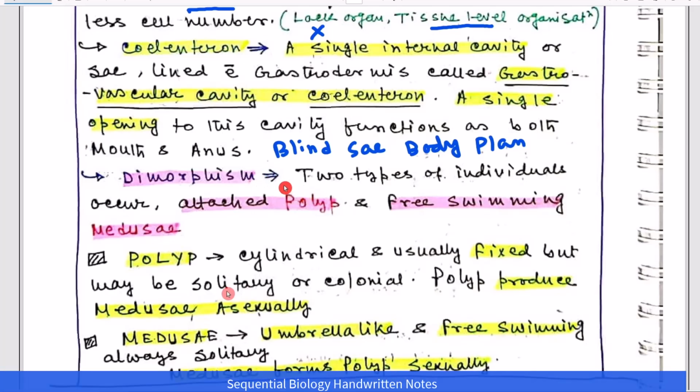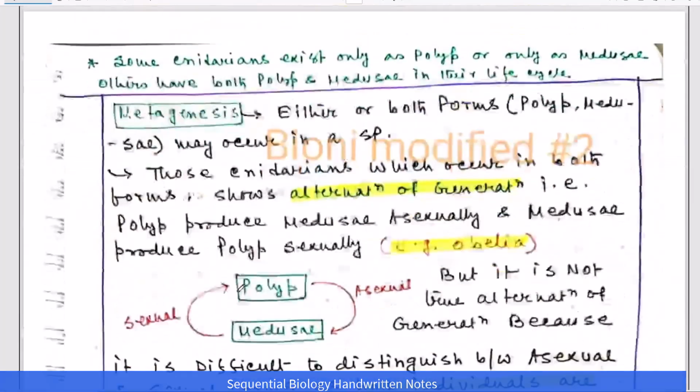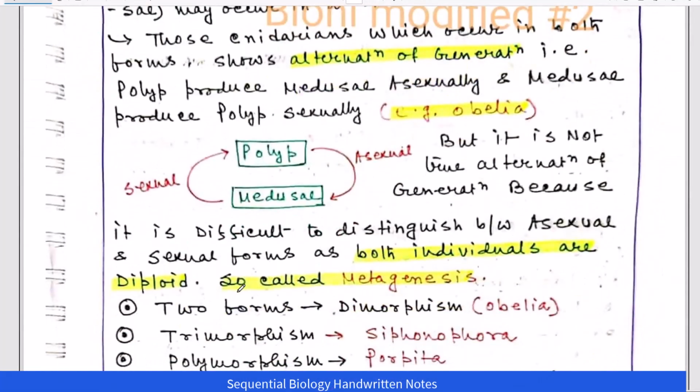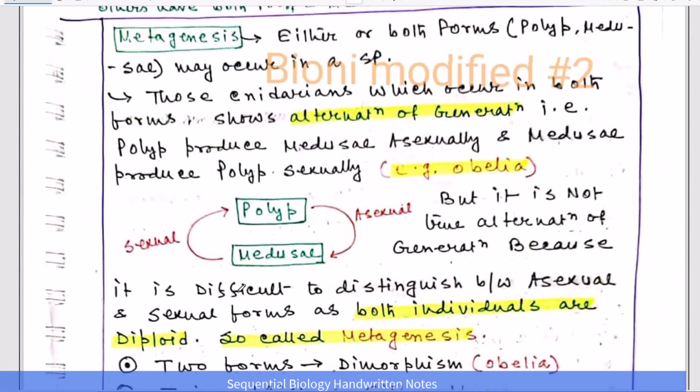They are dimorphic. That means the individuals are found in two different forms. Two types of individual can occur: the attached polyp, which cannot move from one place to another, and the free swimming medusa. Now the two forms also show polymorphism. We will also see polymorphism, but here we will see the dimorphic individual. Actually, a species may be found in two different forms. One is polyp and another is medusa.